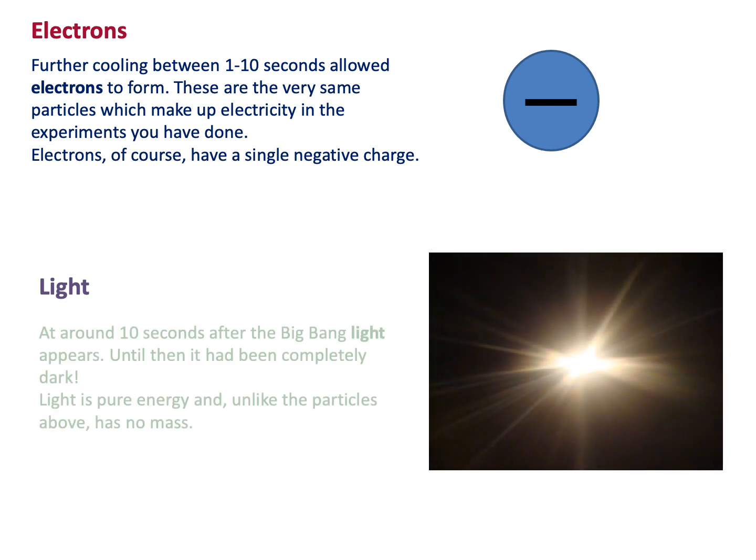Light. At around 10 seconds after the Big Bang, light first appeared. Until then, it had been completely dark. Light is pure energy, unlike other particles, I should say. It has no mass, pure energy.